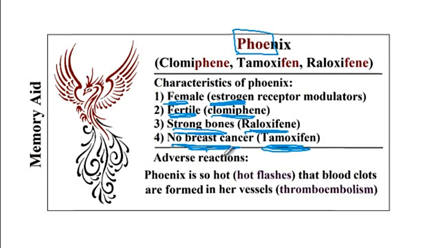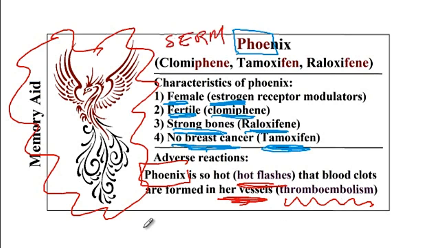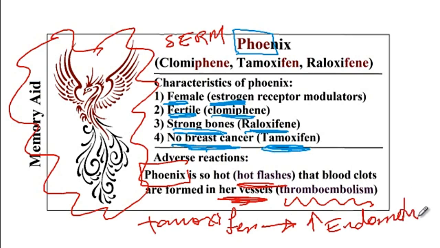So tamoxifen is used for the treatment of breast cancer. On the other hand, the side effect of all these SERM medications is hot flashes. So Phenex is so hot, we all know that Phenex is a firebird, so it's so hot that blood clots are formed inside her vessels. So thromboembolism is another side effect of all these SERM medications. And then with tamoxifen, you should also know that there is an increased risk of endometrial carcinoma.